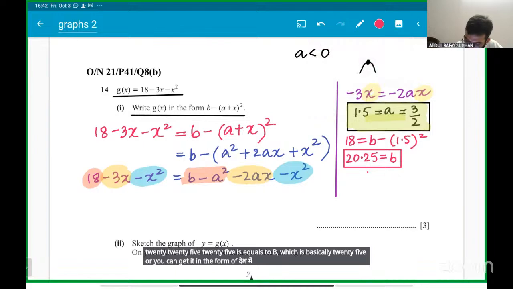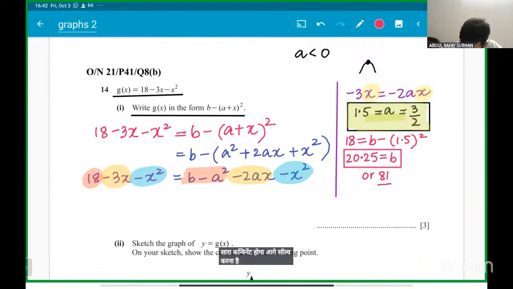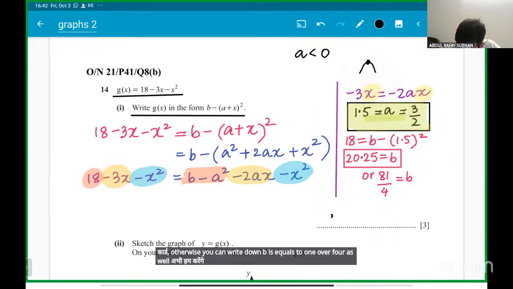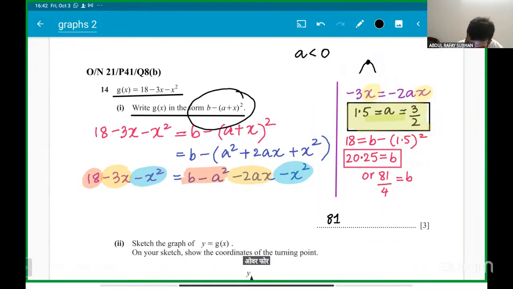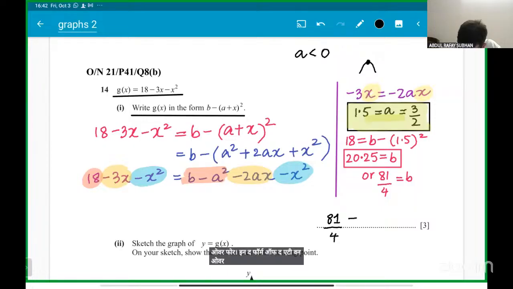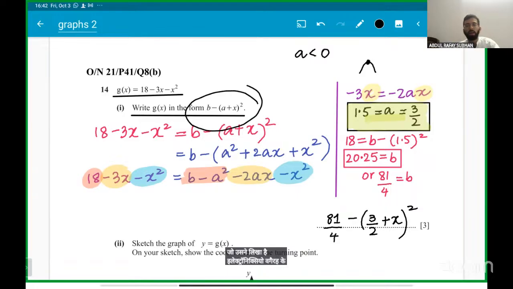In decimal form it will be convenient to solve further. Otherwise you can write b is equal to 81/4 as well. Currently we write it in the form of 81/4 minus (3/2 plus x) square. Please understand, I have written it just as b minus (a plus x) whole square, that is 81/4 minus (3/2 plus x) square, worth 3 marks. Is everyone got it?